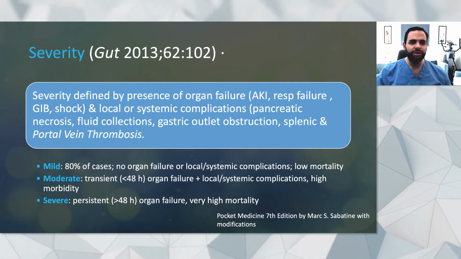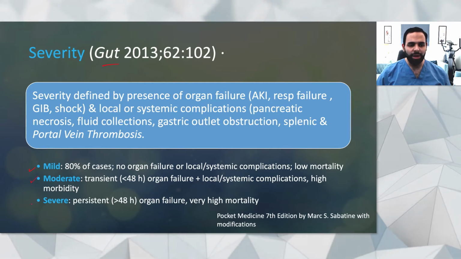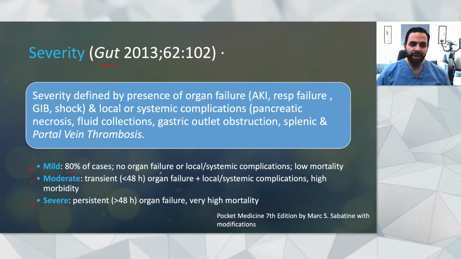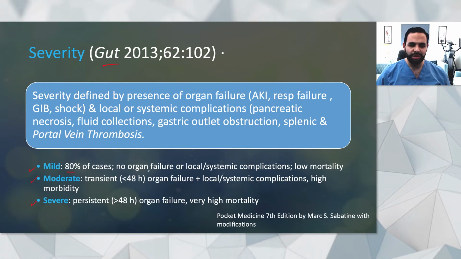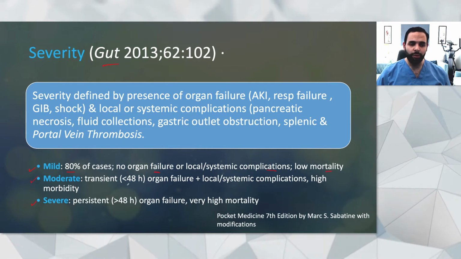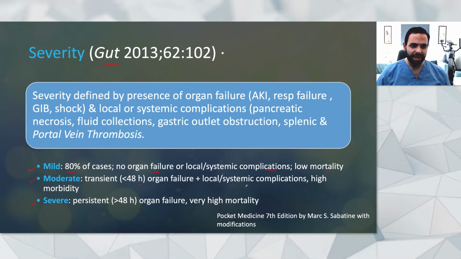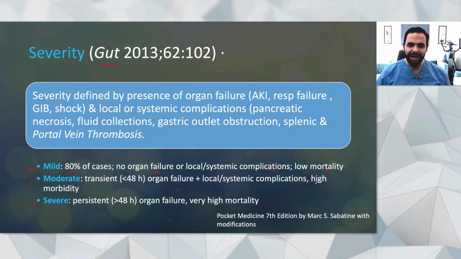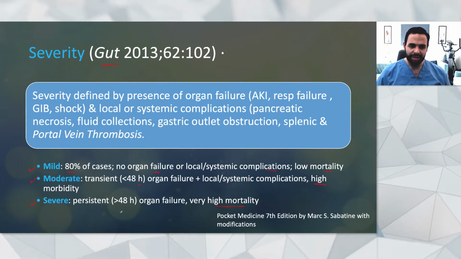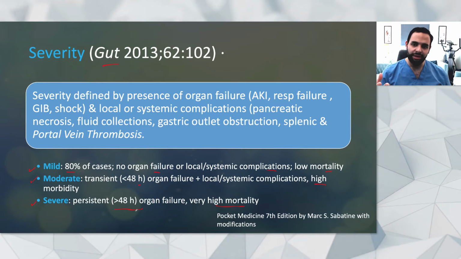And we're trying to do, according to the Gut Journal, we're trying to classify the patients into mild, moderate, and severe. For mild patients, luckily it's 80% of the cases where there's no end organ failure or local or systemic complications. And once there is no failure or complications, then the mortality becomes lower. But for the moderate one, you can have a transient, less than 48-hour organ failure with local or systemic complications. And although it's moderate, it still has a high toll of morbidity. And if it is severe, it'll have high mortality. And severe means more than 48-hour organ failure, because the more time the organ has failed, the less likely it is to recover.